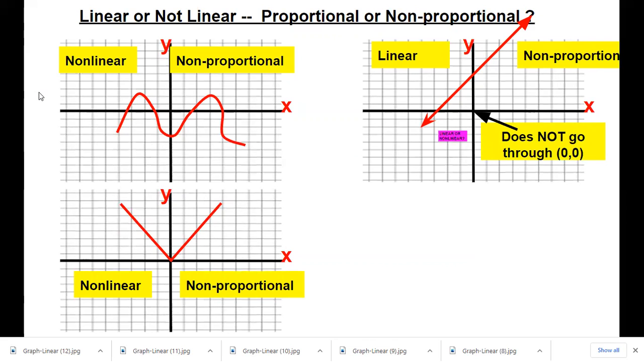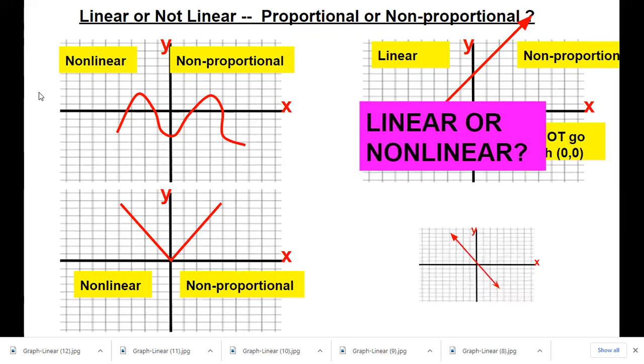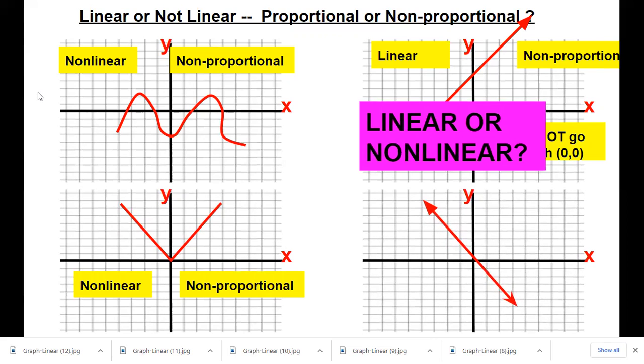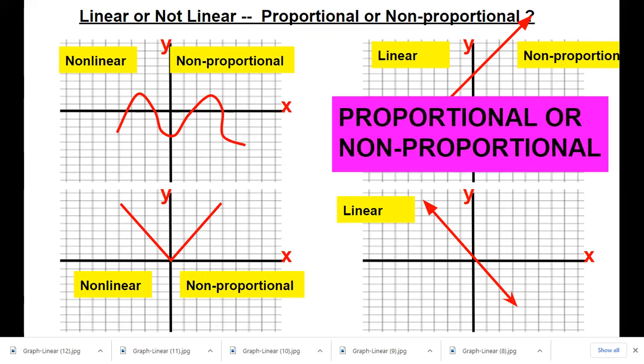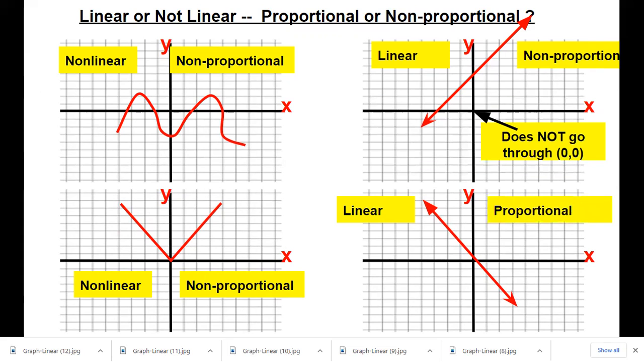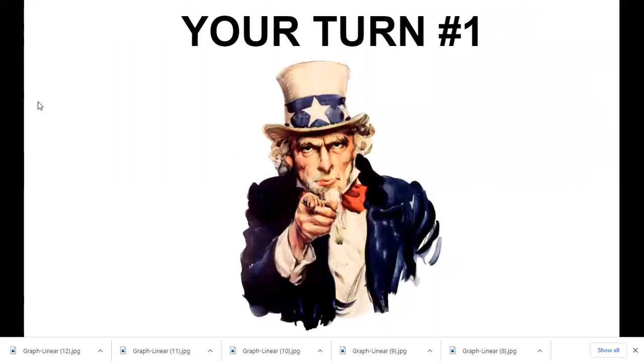Okay, next one. One right below it here. Is it linear or non-linear? Exactly, it should be linear. Proportional or non-proportional? It goes through 0, 0, so it is proportional. Excellent. See how easy this is? You get to try something like this. See you back in a minute.